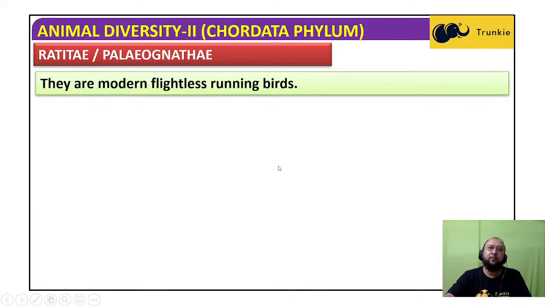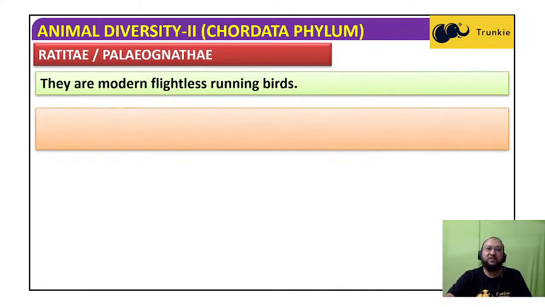Ratitae or Palaeognathae. Ratitae means flightless bird, and Carinatae means flying bird. They are modern flightless running birds.